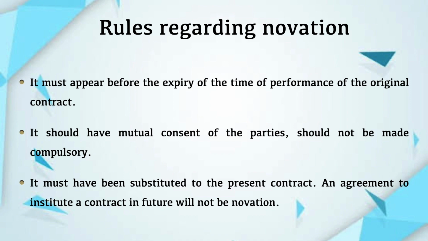Second rule is it should have the mutual consent of the parties. It's not that one party agrees and the other does not. Both the parties in the original agreement must agree to create a new contract in the place of the original contract. Third rule, it must be substituted for the present contract. An agreement to institute a contract in future will not be novation. It should be a present contract. You cannot recreate a contract which is somewhere in the future, after a year or 2 years. Only present contracts can be renewed.